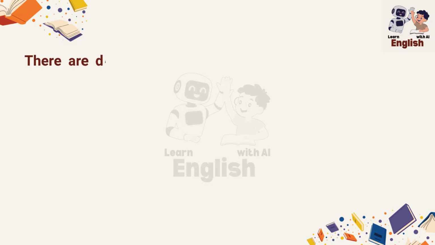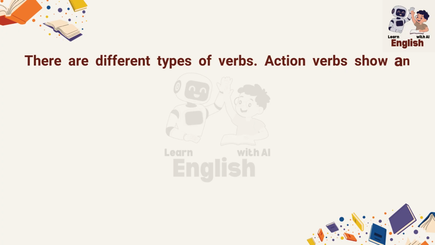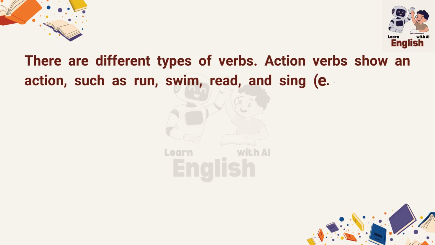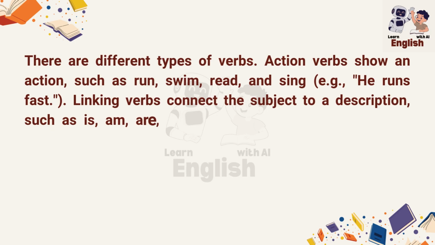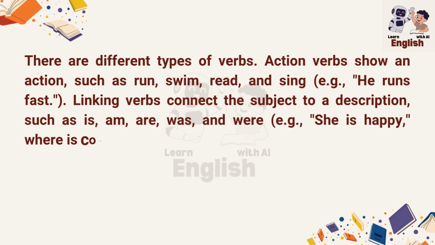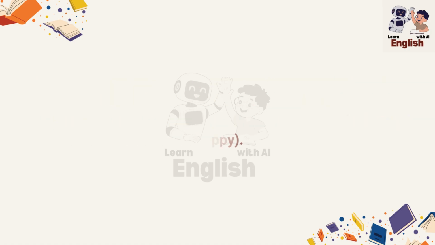There are different types of verbs. Action verbs show an action, such as run, swim, read, and sing, as in, he runs fast. Linking verbs connect the subject to a description, such as is, am, are, was, and were, as in, she's happy, where is connects she and happy.